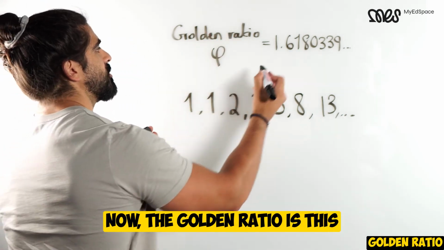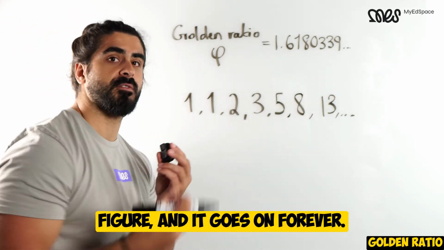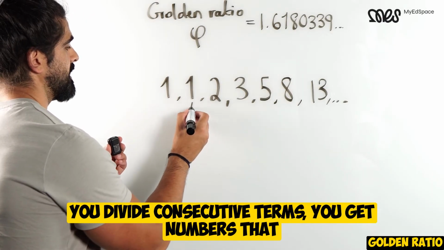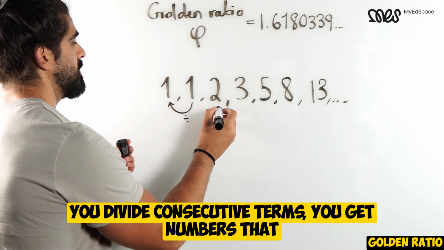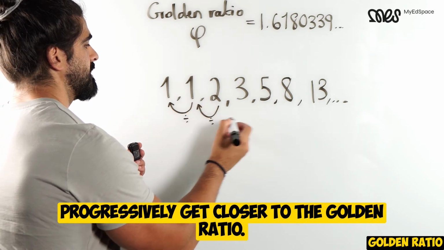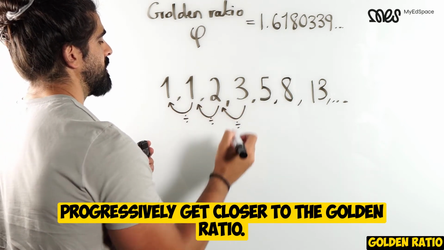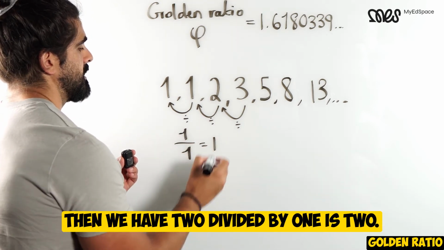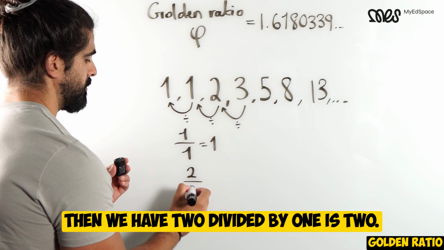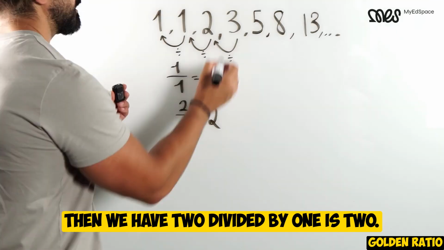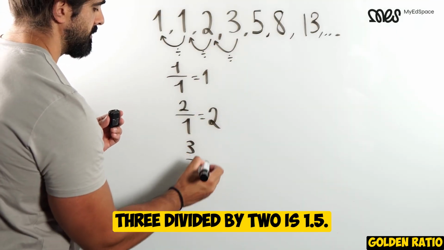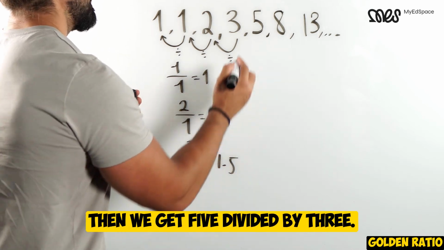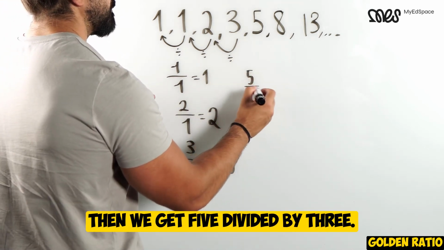Having spoken about the golden spiral, you're probably wondering about this golden ratio. Now, the golden ratio is this figure, and it goes on forever. When you divide consecutive terms, you get numbers that progressively get closer to the golden ratio. For example, 1 divided by 1 is 1. Then we have 2 divided by 1 is 2. 3 divided by 2 is 1.5. Then we get 5 divided by 3.